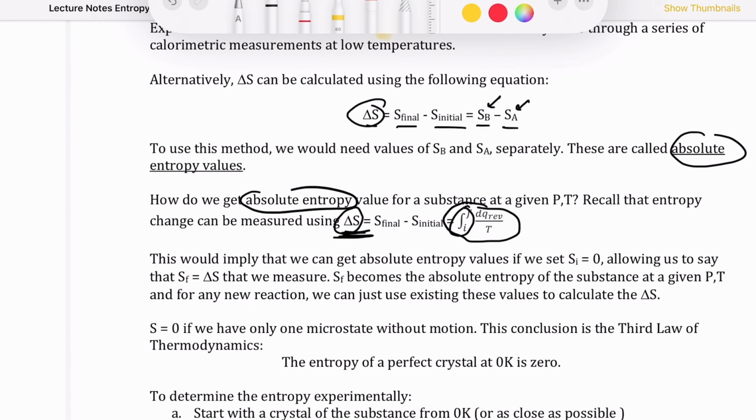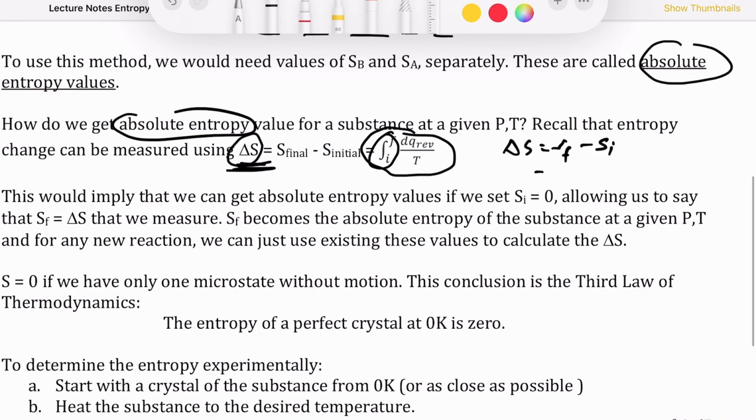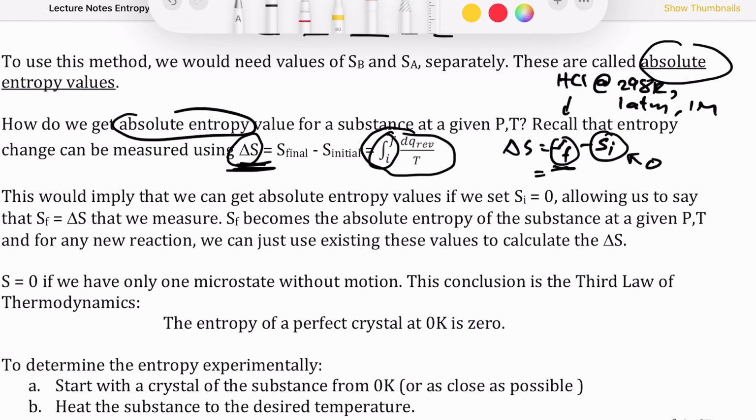Delta S is S final minus S initial, right? So let's say we know our final position is where that HCl is at 298 Kelvin, 1 atmosphere, and 1 molar. So we want that to be our final condition. And we just want that number. We just want that S final for HCl. Well, we can get that number if we make our S initial 0, right? So in other words, our delta S is going to be the same as our S final if our S initial is equal to 0.